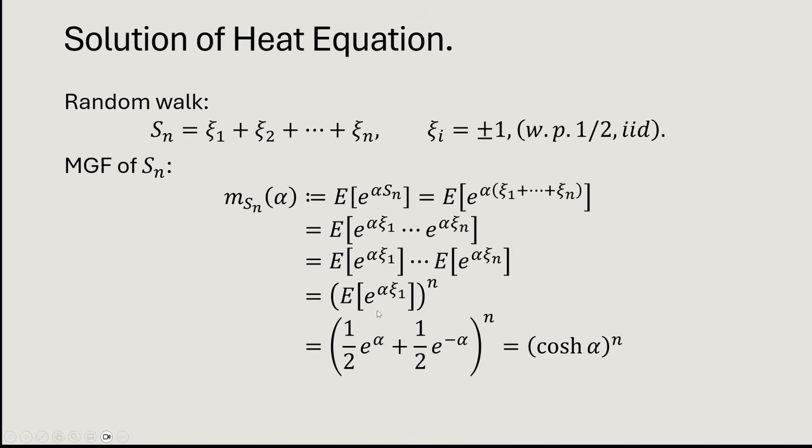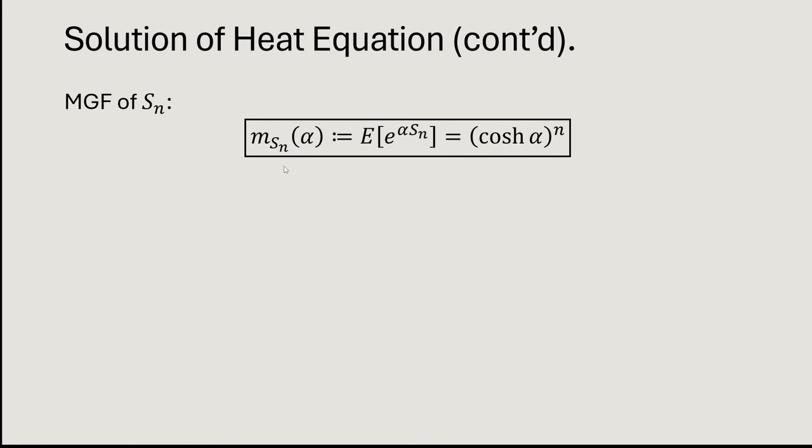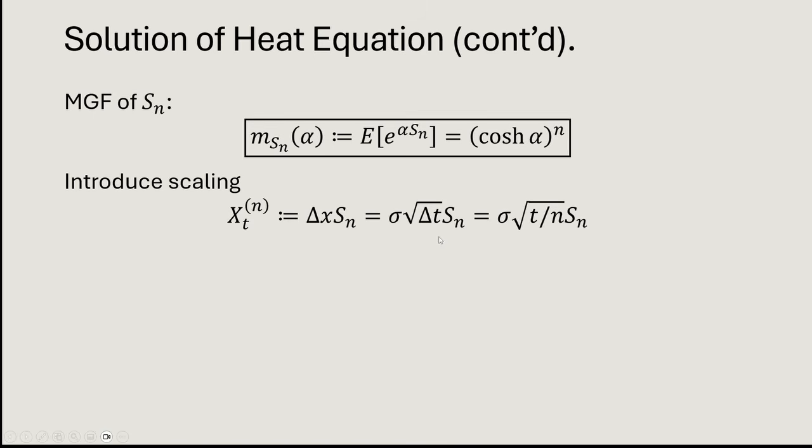The expected value of e to the alpha xi1, which is the MGF of xi1, is just half e to the alpha plus half e to the minus alpha, which we recognize as the cosh of alpha, the hyperbolic cosine. So far we have the MGF of Sn equals the cosh of alpha raised to the n. And let's connect this to the scaled random walk X_n(t), which is defined as delta x Sn. By the Brownian scaling, we substitute delta x equals sigma times the square root of delta t. And finally, we substitute delta t equals t over n.